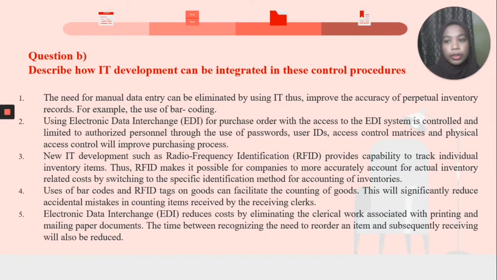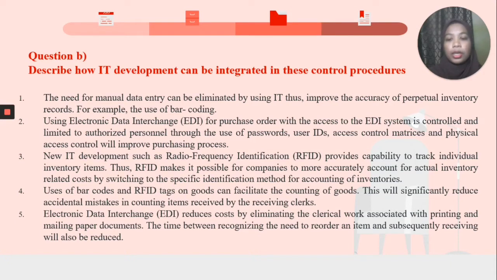Next, question B. Describe how IT development can be integrated in these control procedures. So, the need for manual data entry can be eliminated by using IT, thus improving the accuracy of perpetual inventory records. For example, the use of barcoding.